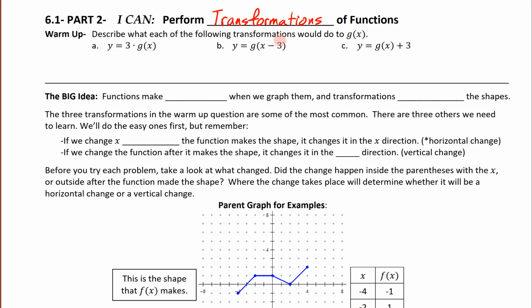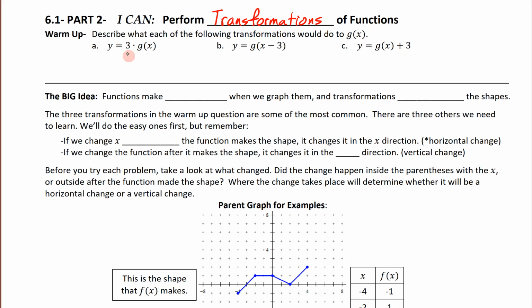So in the warm-up it says, describe what each of the following transformations would do to g of x. In this case they multiplied it by 3. In this case we've got g of x, and inside the parentheses with the x they subtracted 3, and then on this one we've got g of x, and then we added 3 here. So you'll notice that every single one of these involves a 3, but they're all going to transform this in different ways. So hopefully you were paying attention to part 1 of this. Hopefully this is going to be pretty easy.